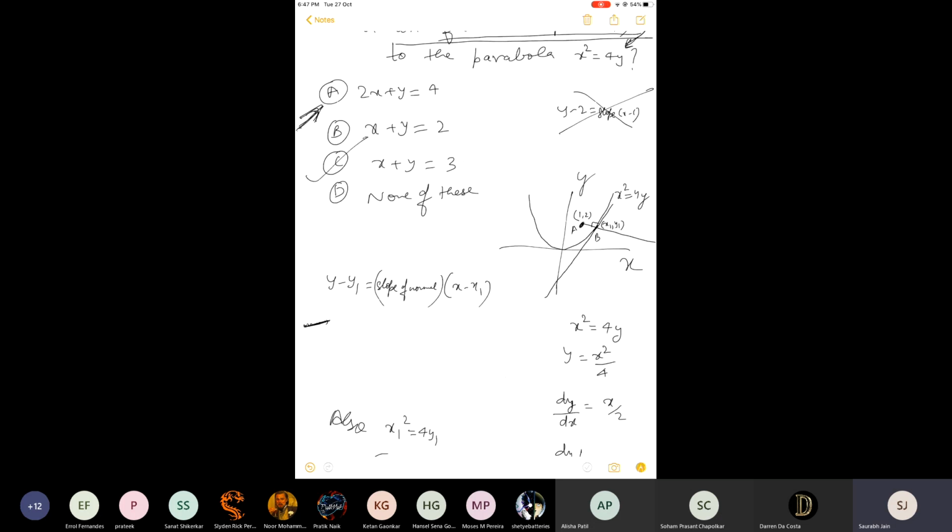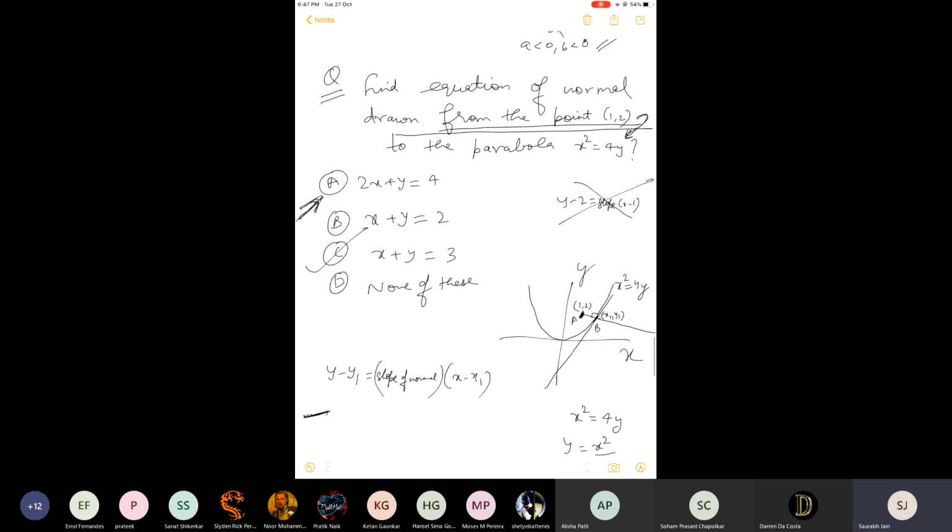That is option C and not A. You will get option A when you take 1 comma 2 at the place of B. Okay, and that is why it is a good question. This question is from NCERT, so it can be asked in board exams as well.